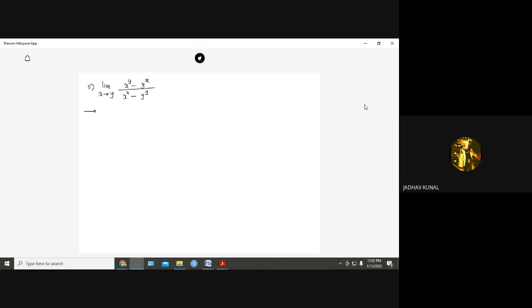log on both sides. y equal to x raised to x, so log y equal to x log x. What I have done, I differentiated. So the derivative is 1 upon y dy by dx equal to x into 1 upon x plus log x. So dy by dx equal to y into 1 plus log x.